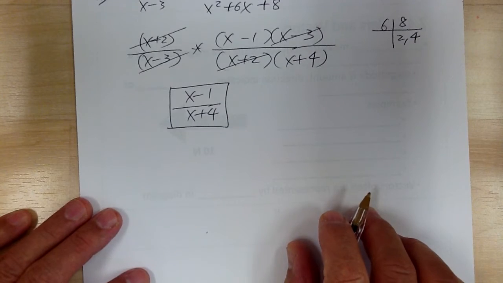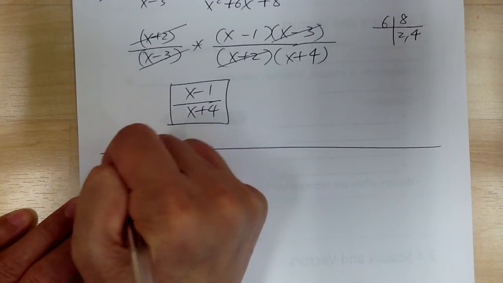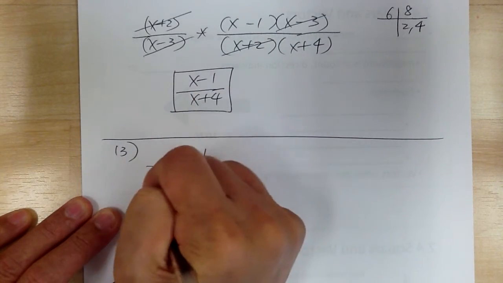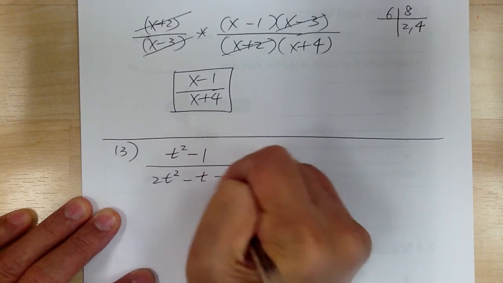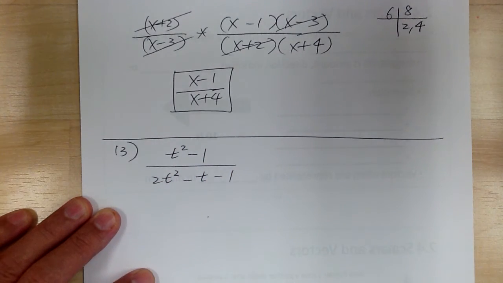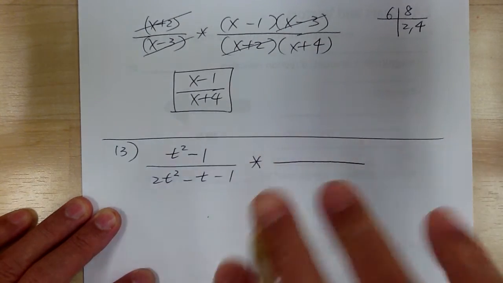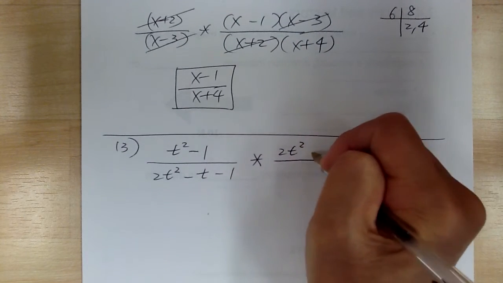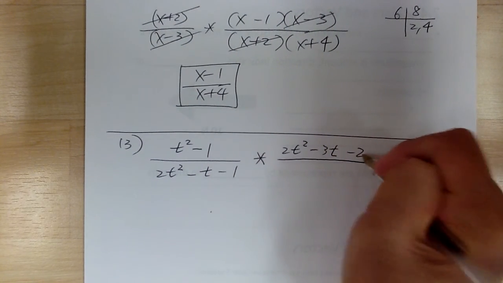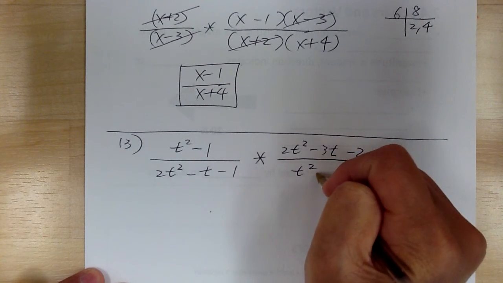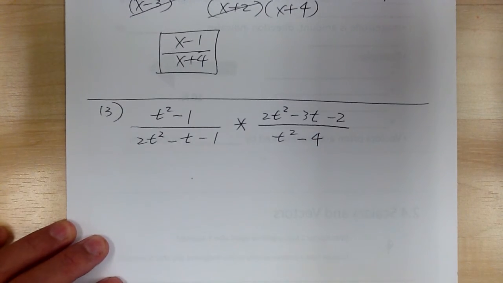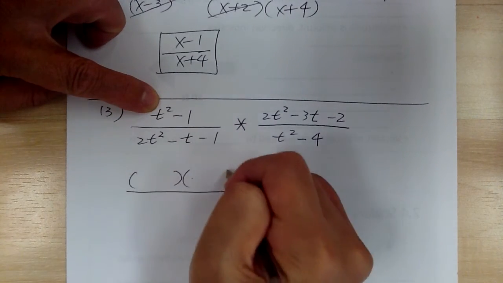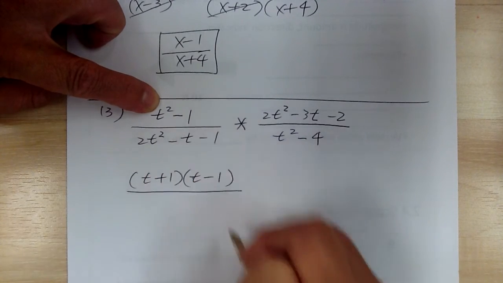Okay. Let's go to number 13. You have (t² - 1)/(2t² - t - 1). Now it's division, so you need to convert it into multiplication and flip the second fraction upside down. So you're going to get (2t² - 3t - 2)/(t² - 4). So now you're going to do all the factoring. This is a difference of squares, so factoring to (t + 1)(t - 1).